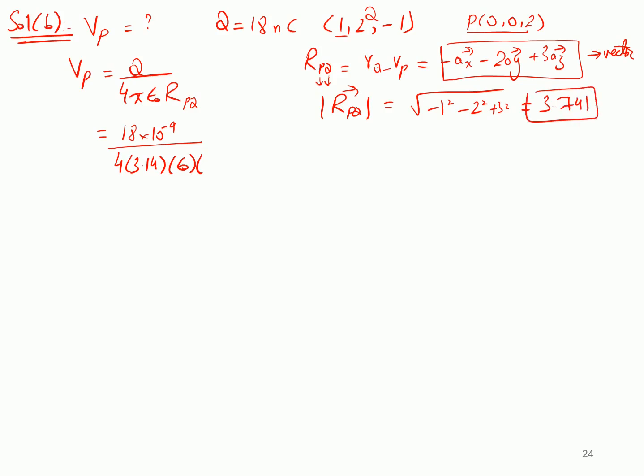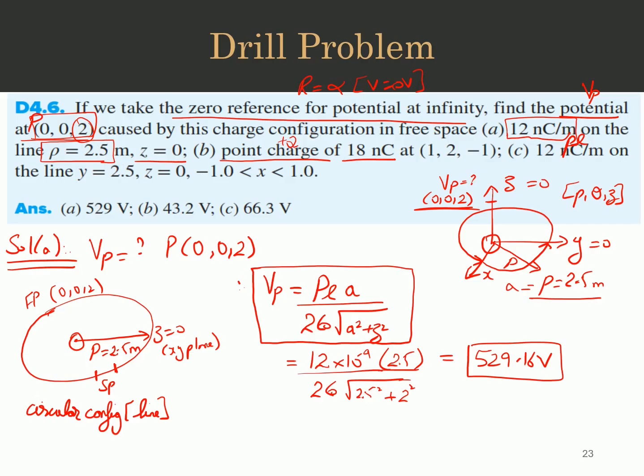So this is the value of RPQ that we are going to use, 3.741, and thus the solution comes out to be 43.24 volts. So this is what I am getting for the potential at V. Let us see if this is the answer. Yes, 43.2 volts. So this is the solution to the second part.